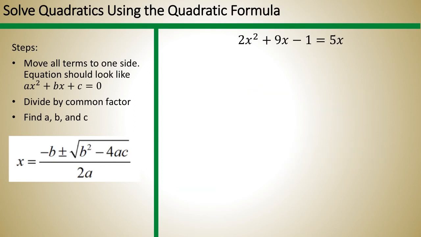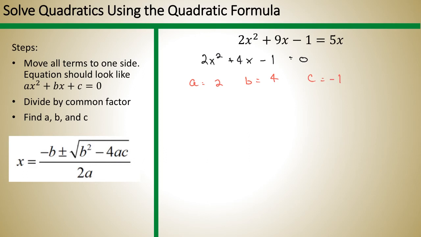Okay, here's one more example. Again, I want to get 0 on the right side, so I'm going to move 5x to the left by subtracting it. So that's going to be 2x squared, this time plus 4x minus 1 equal to 0. So this time a is 2, b is 4, c is negative 1.